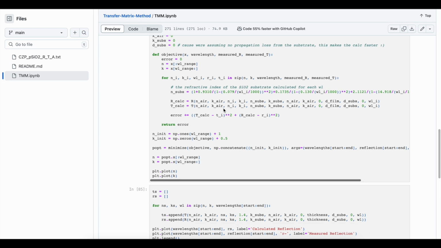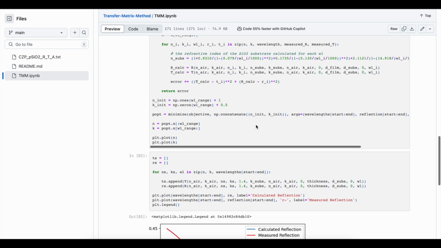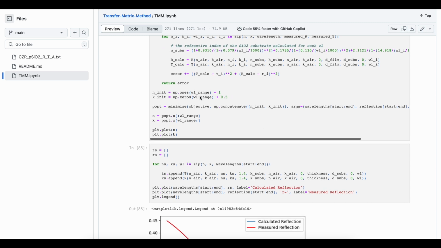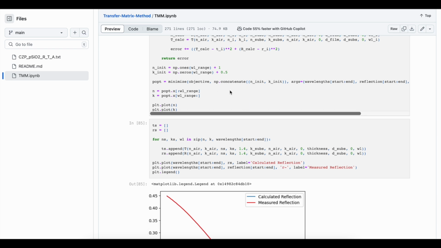What we did here is we calculate R, the reflection, and transmission, and then our error is the difference between the calculated transmission and actual transmission, and the calculated R and actual R. So just do the difference and square it, pretty basic. And this is our initial guess. For n, it's just 1, and for k, it's just 0.5, assuming there's some level of attenuation and typical n.